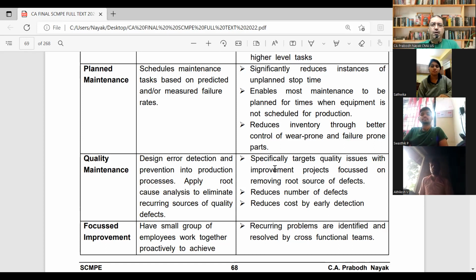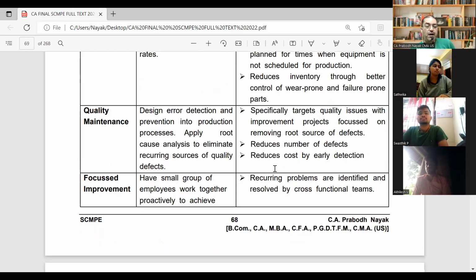You have a planned holiday on that day. Every second Saturday of the month, you are having a planned holiday. So you can plan it during that time. The entire machinery scheduling of maintenance can be done at that particular point of time, right? So you are not stopping production for the purpose of maintenance. It also reduces the inventory through better control of wear-prone and failure-prone parts.